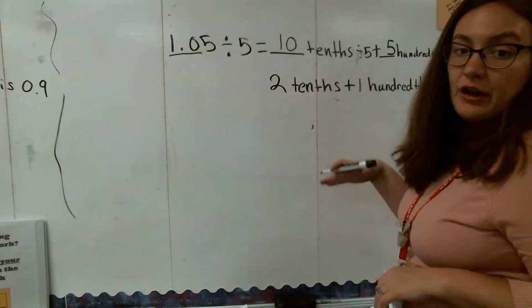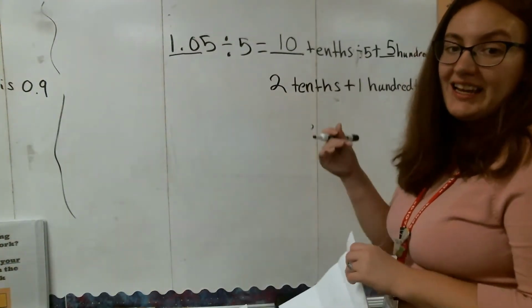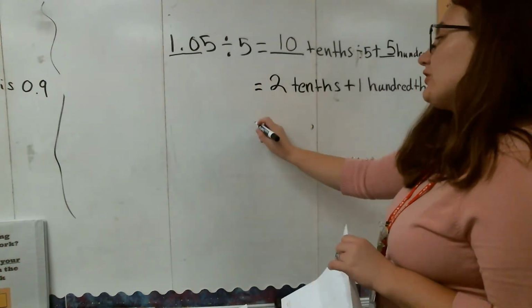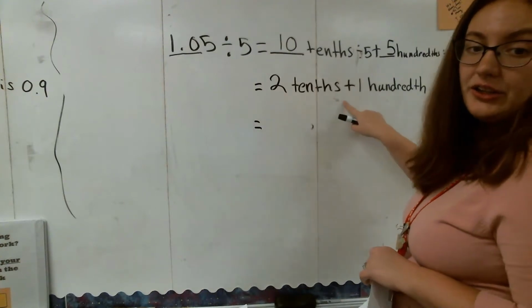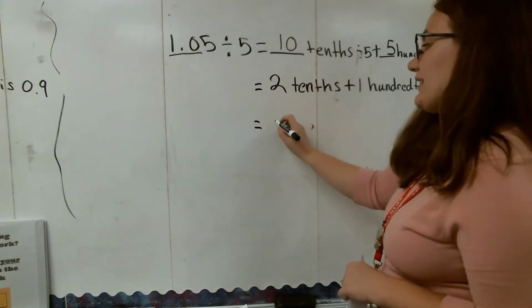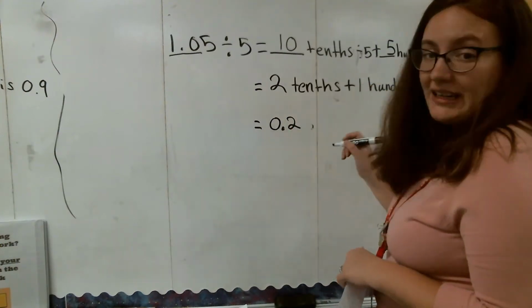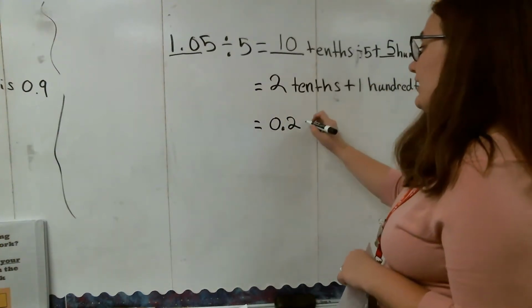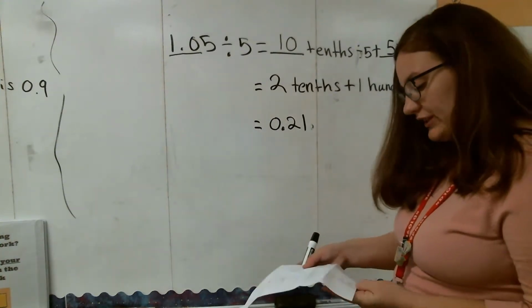Now I have my answer in unit form, but now I want to put it in standard form. So to do this, I just have to look at the units and write the numerals in the correct place value. So if I have 2 tenths, I'll put a 2 in my tenths, and my 100th, I'll just put a 1 in my hundredths place for a final answer of 21 hundredths.